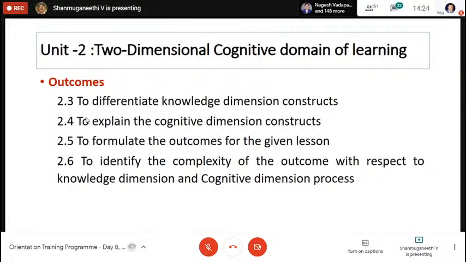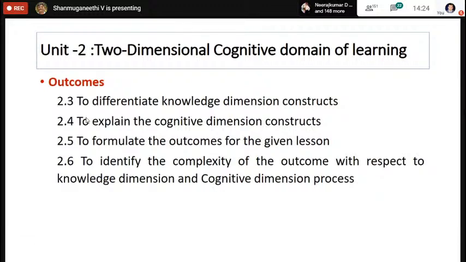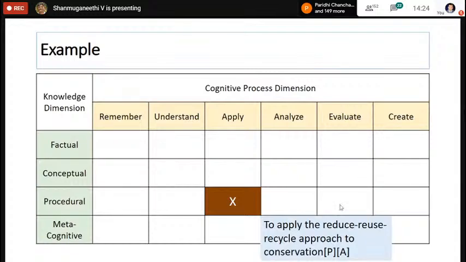So that way, how to differentiate the different knowledge dimension constructs, to explain the cognitive dimension constructs, how to map a particular outcome between the knowledge dimension and the cognitive process dimension, and then to identify the complexity of the outcome with respect to the knowledge dimension and cognitive process dimension. For example, to apply the reduce, reuse, recycle approach to conservation.